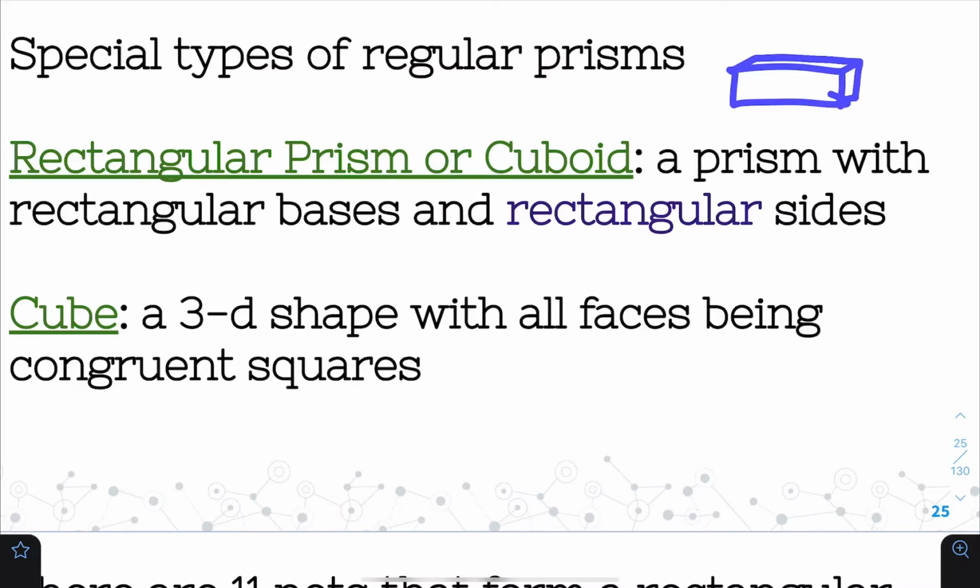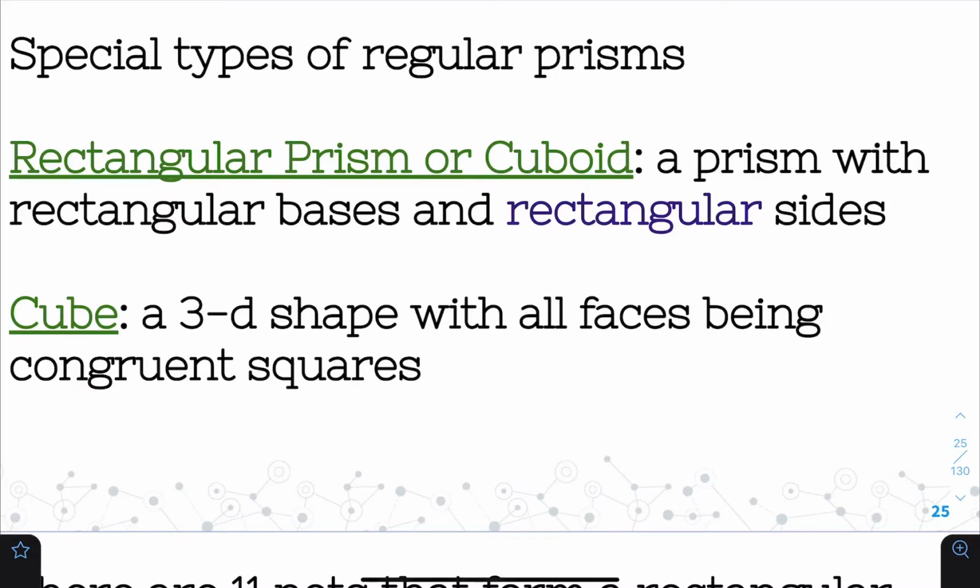The next special rectangular prism is a cube, and that one we're more familiar with. If you think about a Rubik's Cube, it is your basic 3D shape with all faces being congruent squares. Now if we think back to last week when we've talked about congruent triangles, we know that congruent means for 2 shapes to be the same. So this is a cube with 6 congruent squares.